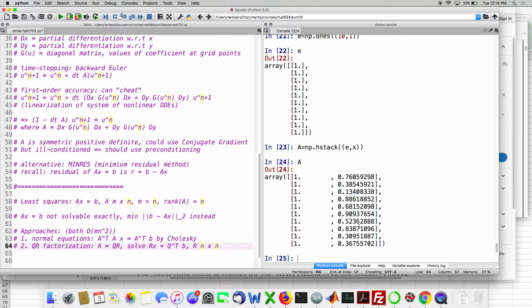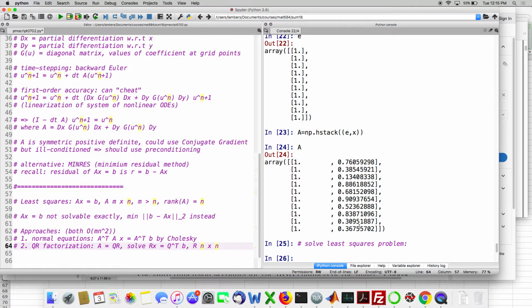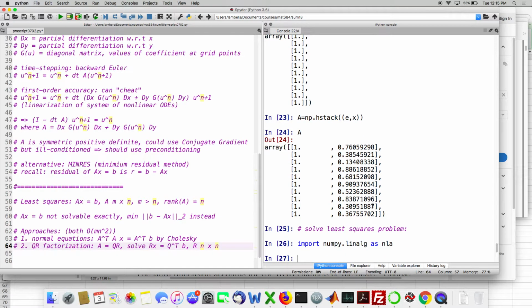So now, to solve it, all you got to do is call this function. So this is numpy.linalg. Oh, actually, I need to import that first. I've not imported it. I don't have it in here. Okay, import numpy.linalg as LA. Okay, so the function is lstsq, least squares, and you just pass the two arguments, your matrix and your right-hand side, and it will solve this problem in a least squares sense.